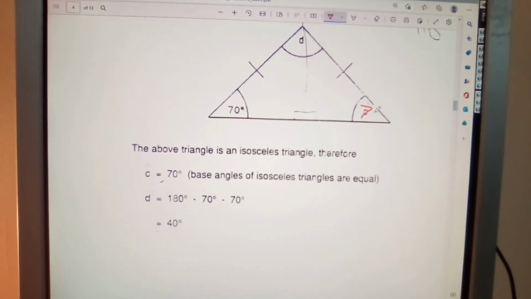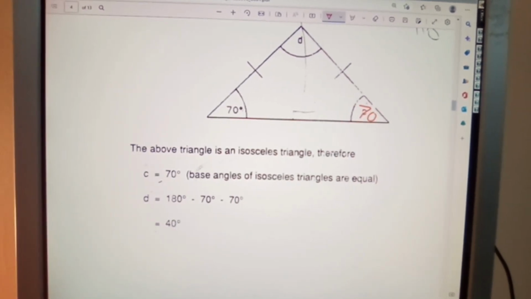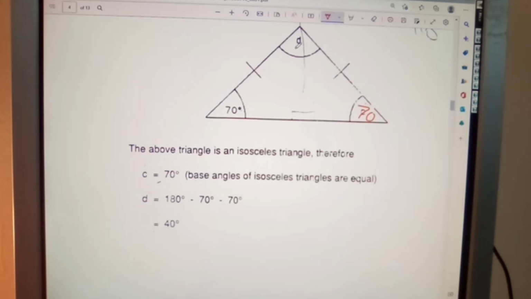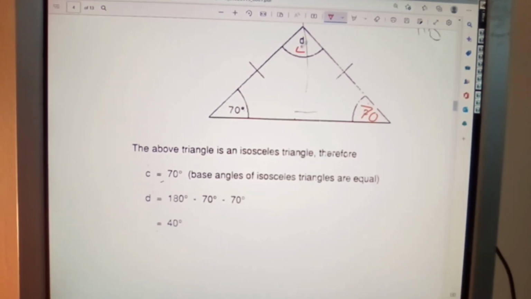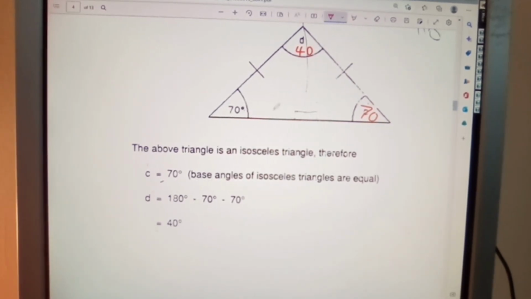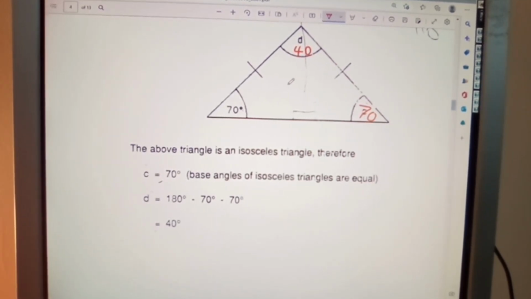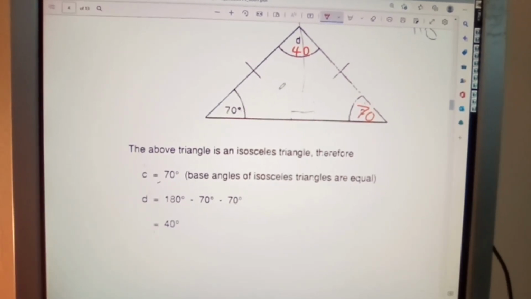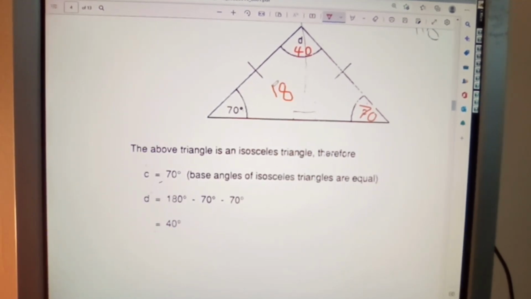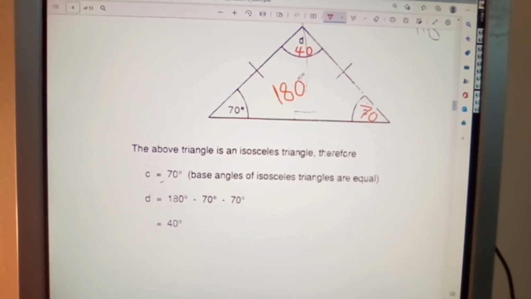Okay. Therefore, if we have 70, 70, we have 140, therefore this angle here must be 40 degrees. Because they add up to 180: 70 plus 70 is 140, and 140 plus 40 is 180 degrees, okay? Therefore, that is 180 degrees. Quite simple for you to work through.